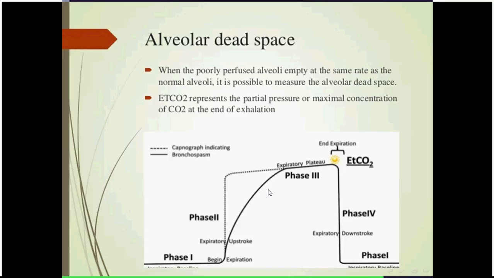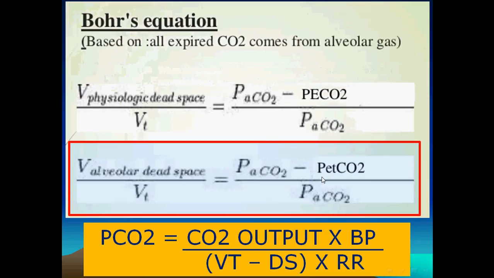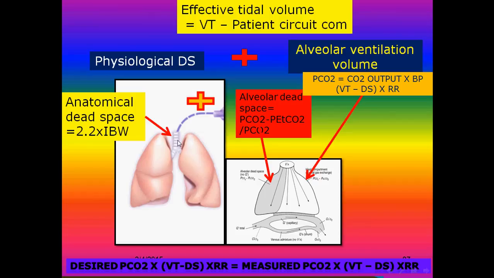The alveolar dead space percent can be measured from the capnogram. This is the partial pressure of arterial carbon dioxide minus the end tidal carbon dioxide over the arterial carbon dioxide. This will give you the percent. And since you know the alveolar tidal volume, you can know the alveolar dead space. Back again, the effective tidal volume equals the anatomical dead space, which is 2.2 multiplied by ideal body weight, plus the alveolar dead space. We calculated it, and we also calculated the alveolar tidal volume, so we can measure this.